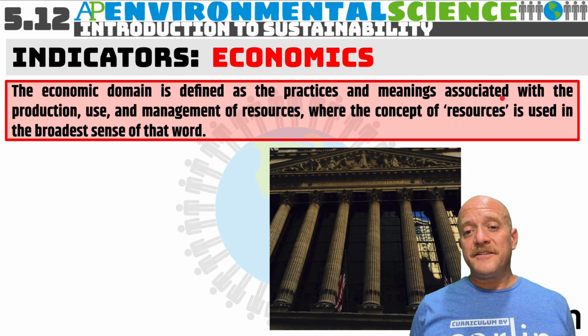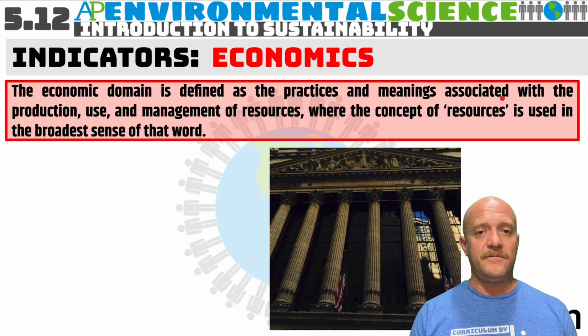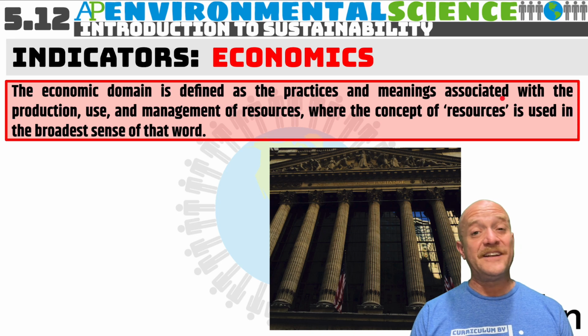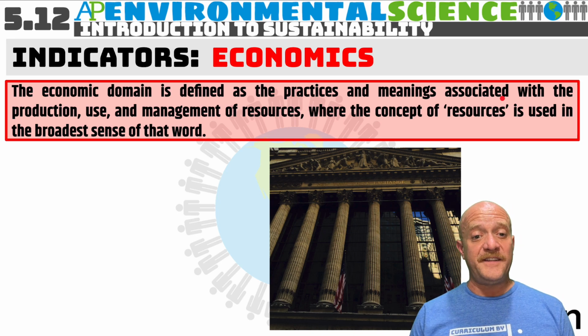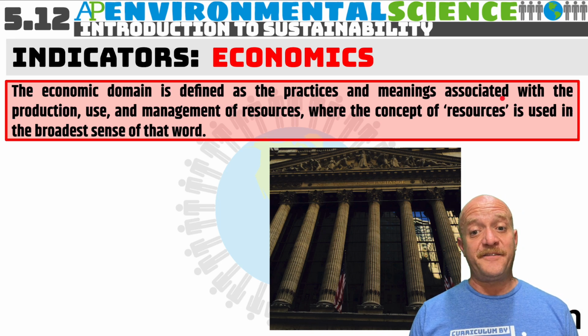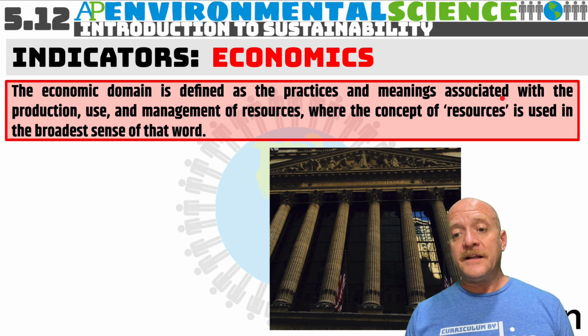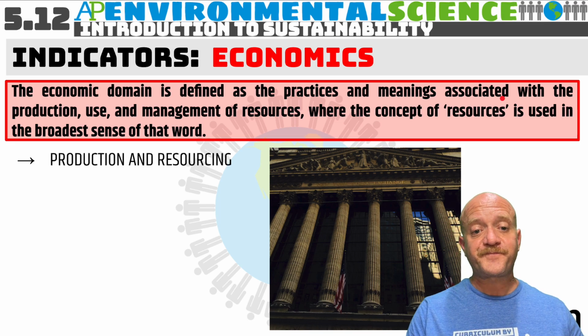Now, some indicators of sustainability. There are 4 indicators, and this is an overview, an introduction. Please do not memorize this, you do not have to write all of this down. But for economic indicators, the economic domain is defined by the practices and meanings associated with the production, use, and management of resources, where the concept of resources is used in the broadest sense of the word.